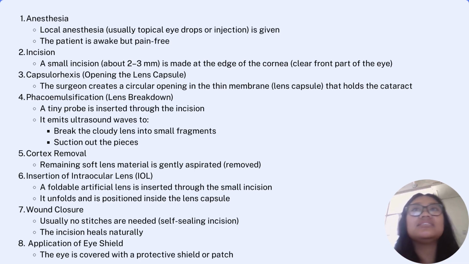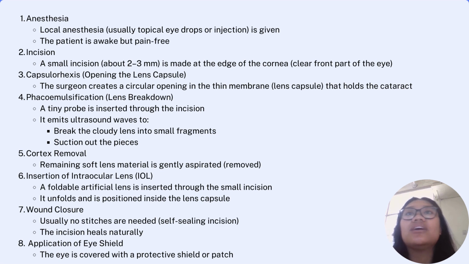The following is the order of the surgical procedure. First is anesthesia, and local anesthesia, usually topical eye drops or injection, is the anesthesia given for the surgery. And then the patient is awake during the surgery but pain free. Second is the making of the incision. There will be a small incision of about 2 to 3 millimeters, and it is made at the edge of the cornea in the clear front part of the eye.